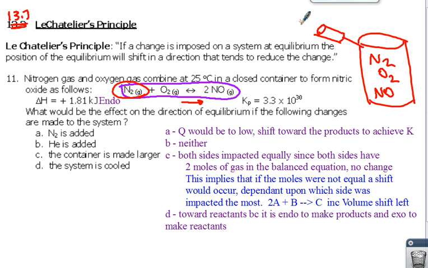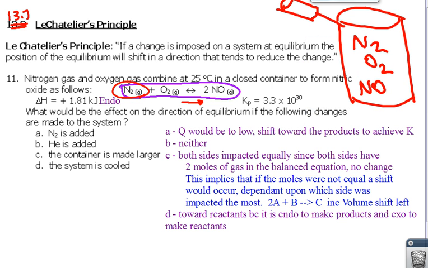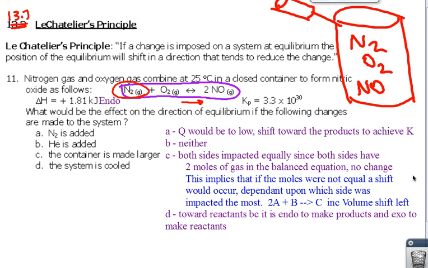What if the container is made larger? This one is tricky. Let's say this container, which I drew here a little while ago, was magically made bigger. If it's made bigger, there's more space, so there are going to be a lot fewer collisions between everything. Usually you would look at the coefficients to figure out what's going on. But the coefficients end up being the same. Both sides are impacted equally because both sides have 2 moles of gas, 1 plus 1.